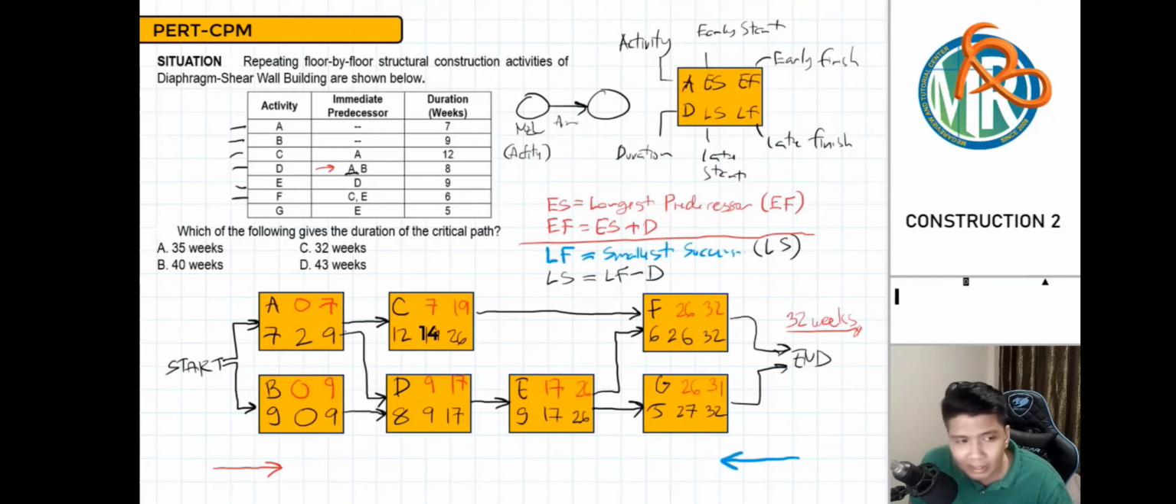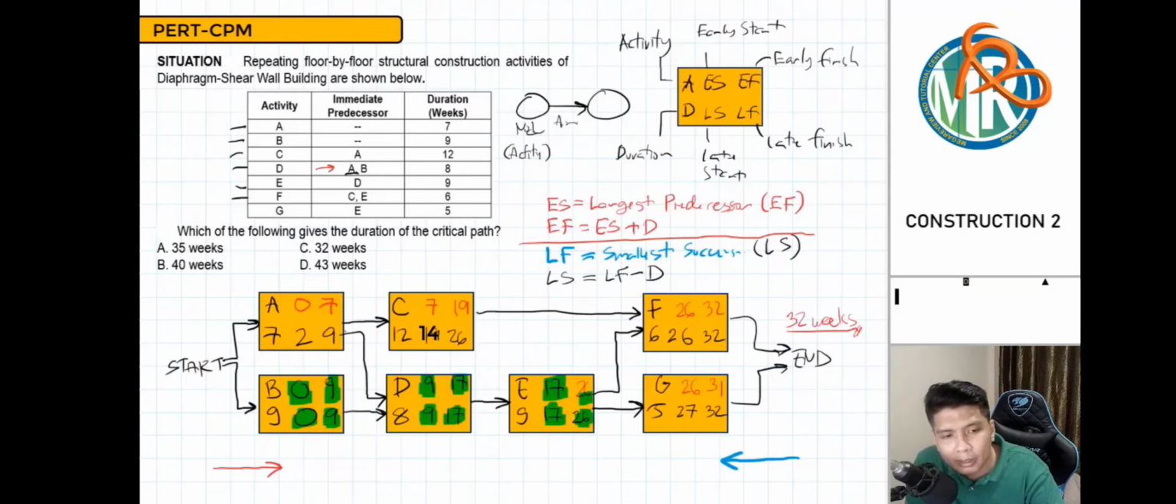So ano ibig sabihin ng late start, late finish na yan? Tignan nyo guys. Di ba yung activity D natin, looking at activity A, B, and D, si activity D can only start if tapos na si A at saka si B. If you notice, si activity B, equal ang kanyang early start, early finish, and late start, late finish. So anong ibig sabihin nun? Pag equal itong mga numbers na to, these are what we call the critical activities.